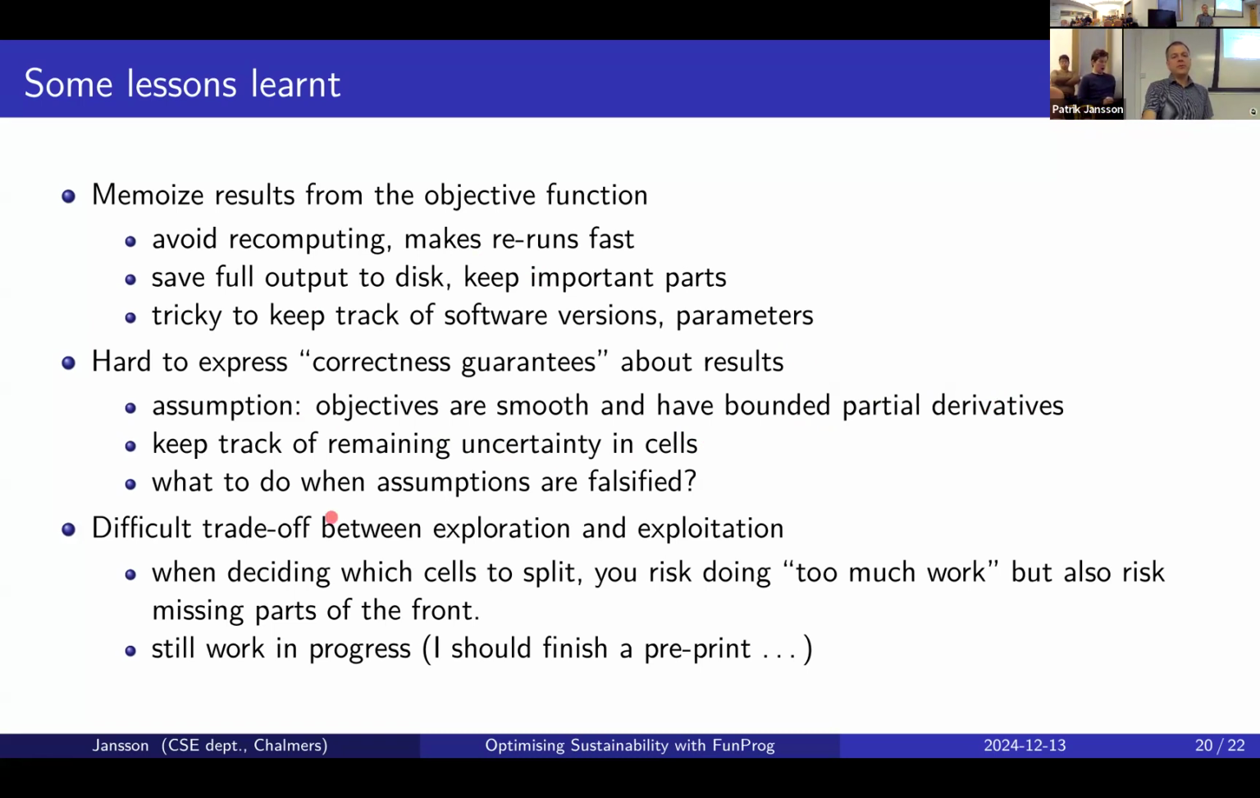It's a bit interesting what happens when the assumptions are falsified, as what you mentioned there. If there is actually a big jump somewhere, or a discontinuity anywhere, then it will be falsified after a while. And then we will have to adjust the partial derivative. But it is also good that we have saved the values of the function so that we can run it again very quickly with another assumption of the maximum derivative and see without having to recompute lots of things. And then, as usual, there's a difficult trade-off between exploration and exploitation.